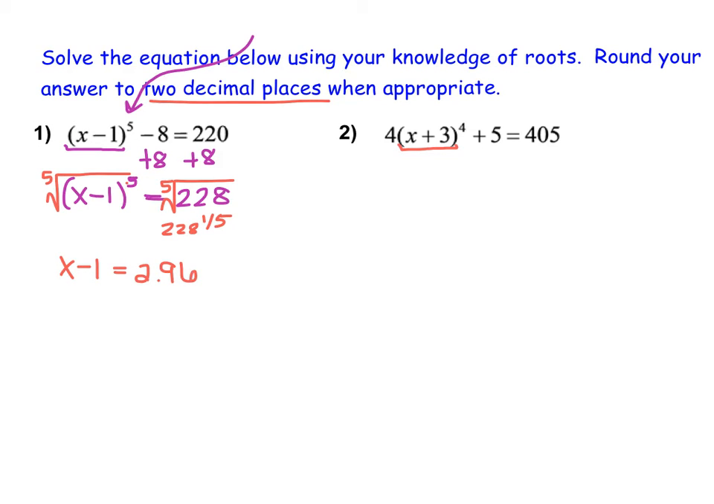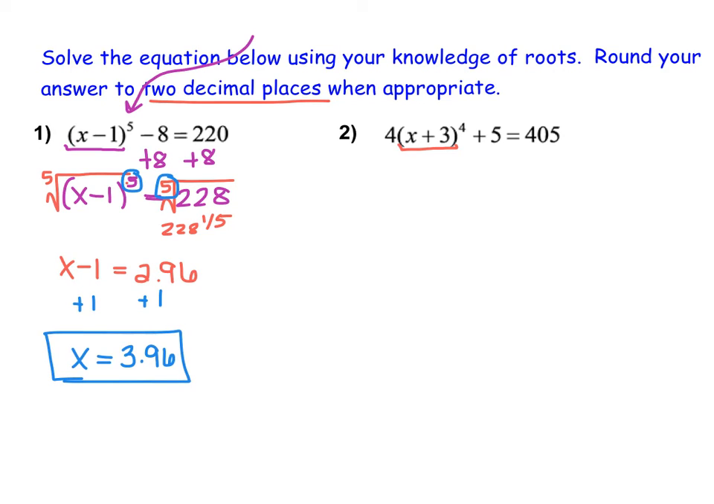2.96. And then I have to remember, okay, do I use a plus or minus or not? Well, when I look here, I notice odd root, odd power, so I'm not going to use the plus or minus function here. As a result, I simply need to solve for x by itself, so I'm going to add 1 to each side, so I end up with x is equal to 3.96.